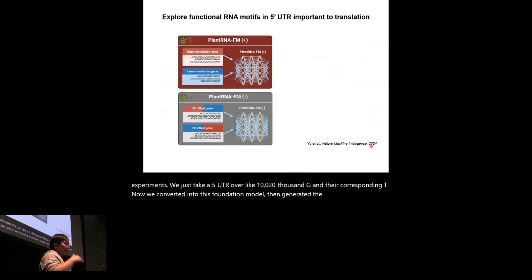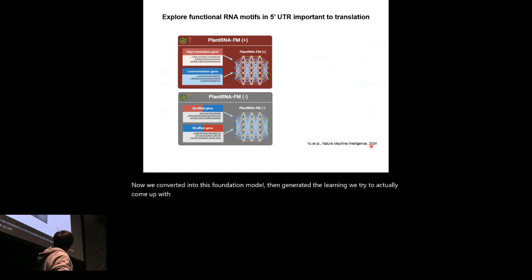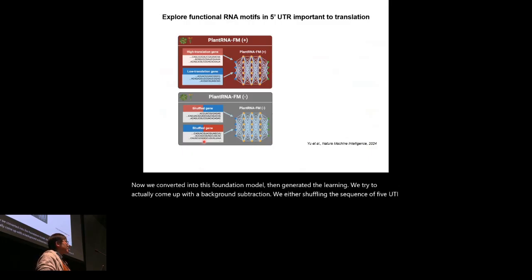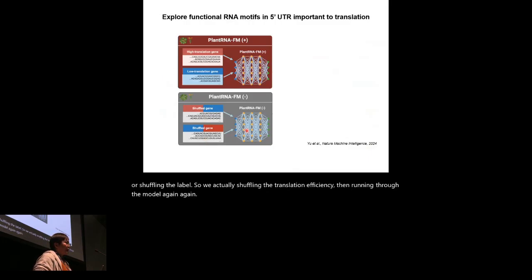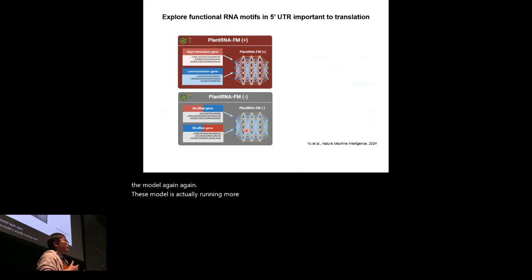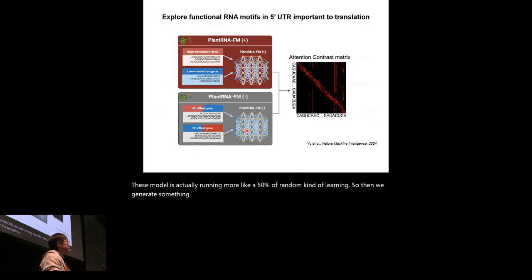We try to come up with a background subtraction. We either shuffle the sequence of the 5 UTR or shuffle the label, so we actually shuffle the translation efficiency, then run it through the model again. Again, this model is running more like 50% random kind of learning. So then we generate something called an attention contrast matrix. Basically, we subtract what we learn from the correct true label and subtract the random one. So then we generate these attention contrast matrices.